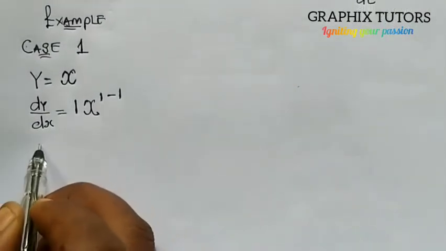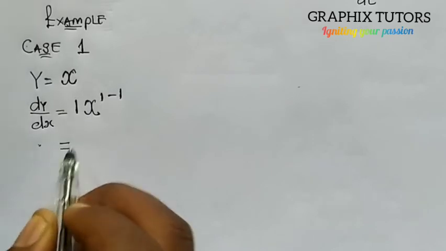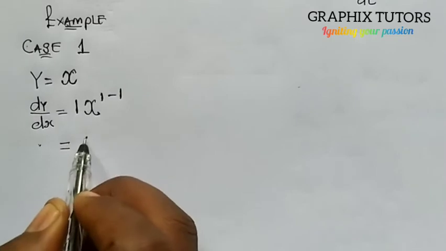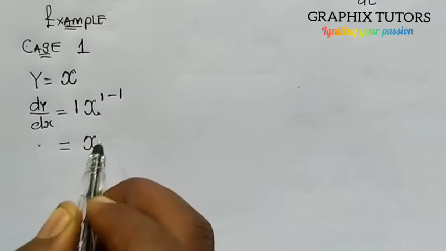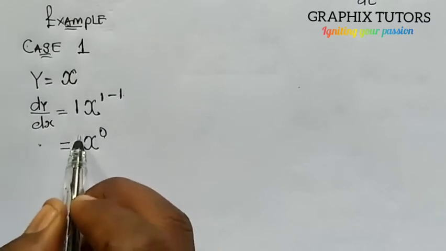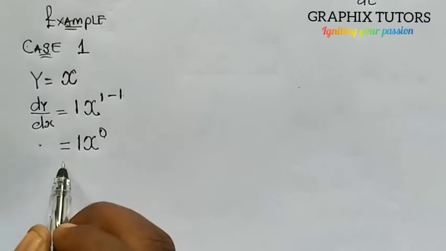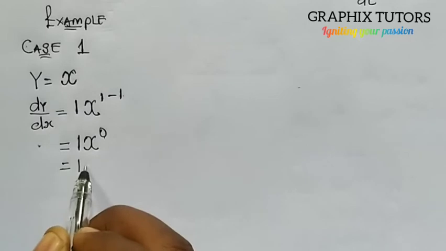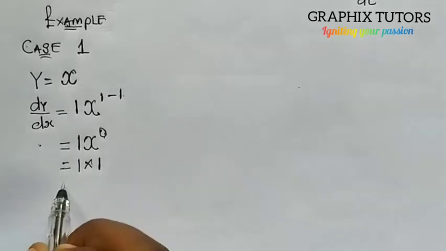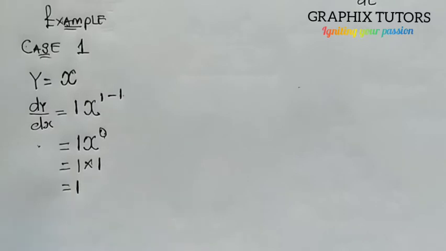This will now give me 1 times anything will give you that thing, right? So we'll be left with x to the power of 0, because 1 minus 1 is 0, times the 1 here, right? So this will give me 1 times 1, because x to the power 0 is 1. So my answer is 1.